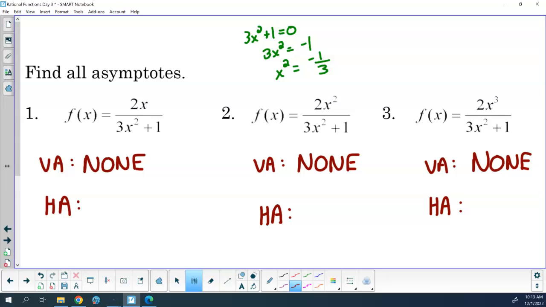So then we just got to look at horizontal asymptotes. First one, degree of the top, 1, degree of the bottom, 2. 0 is a number. Y equals 0 would be the horizontal asymptote.